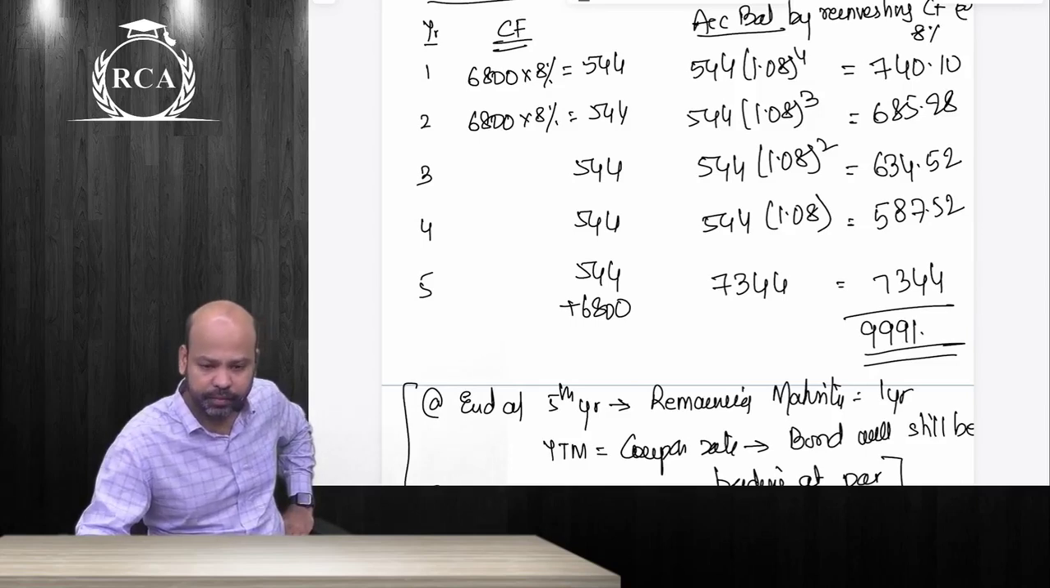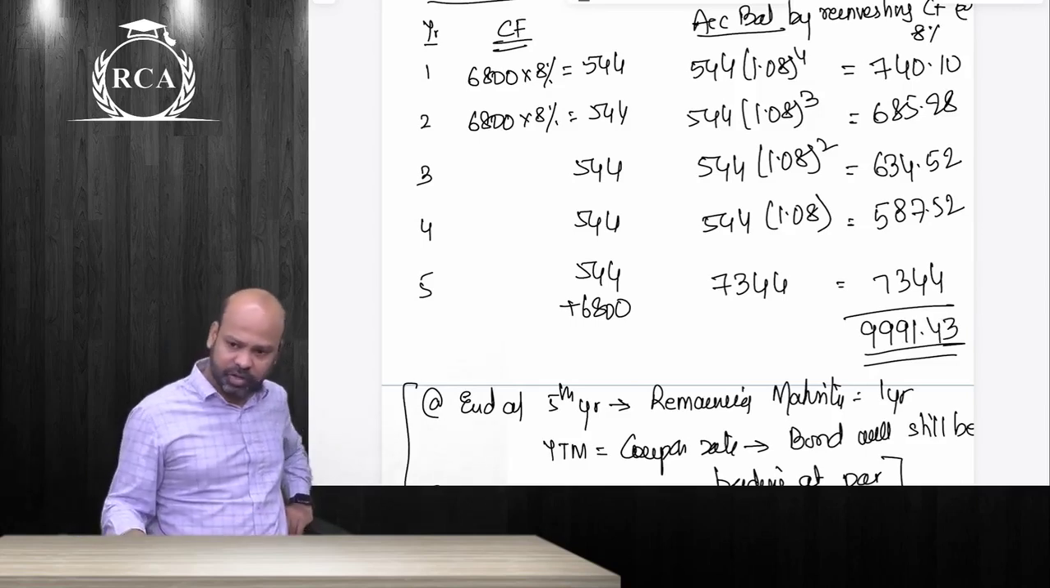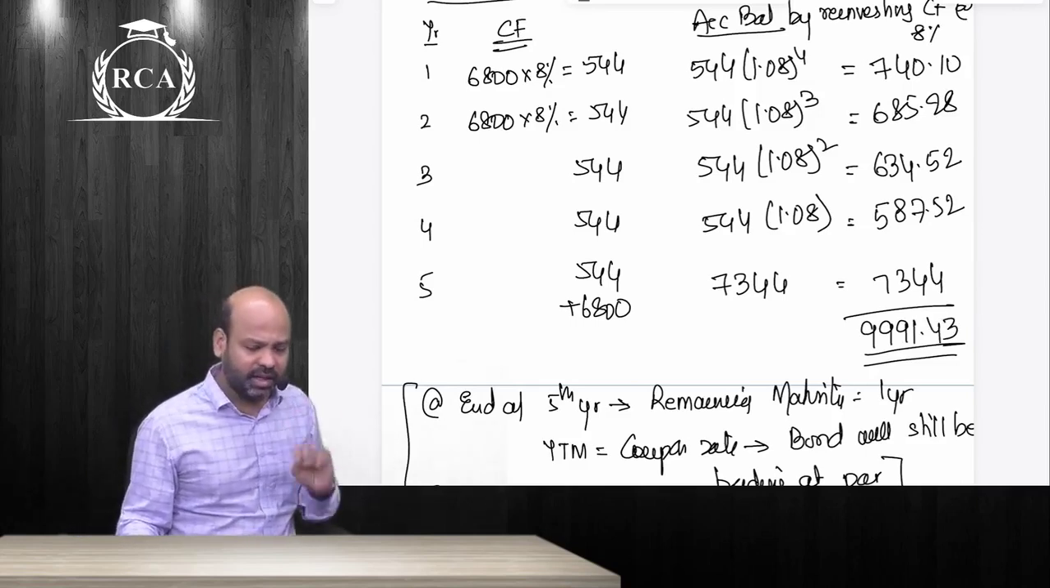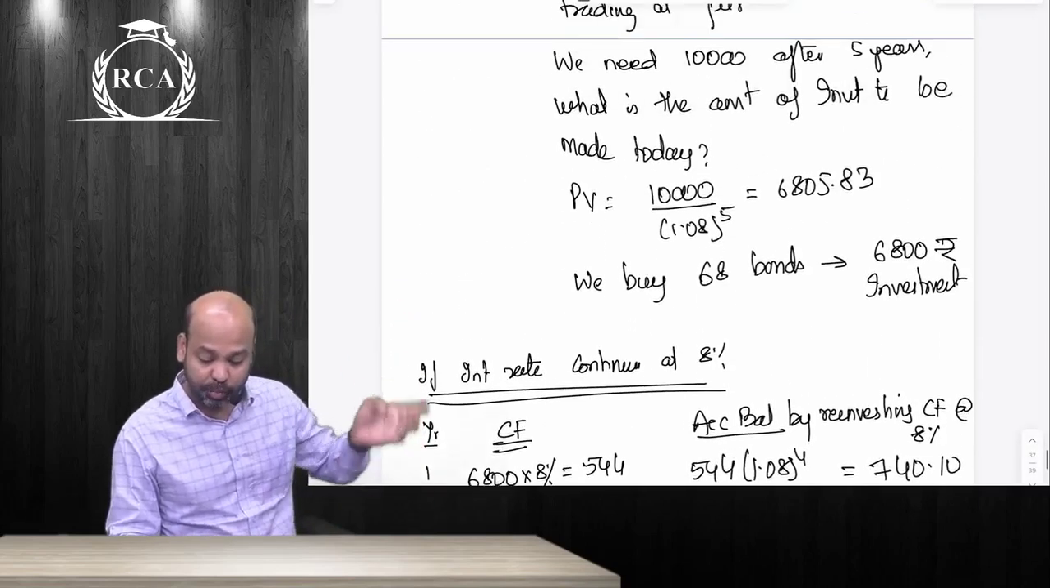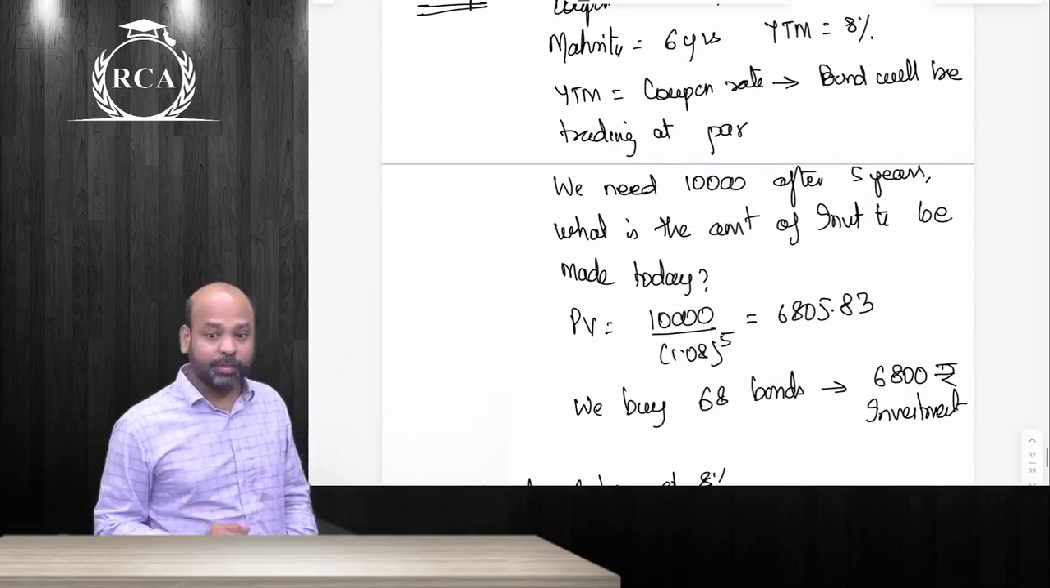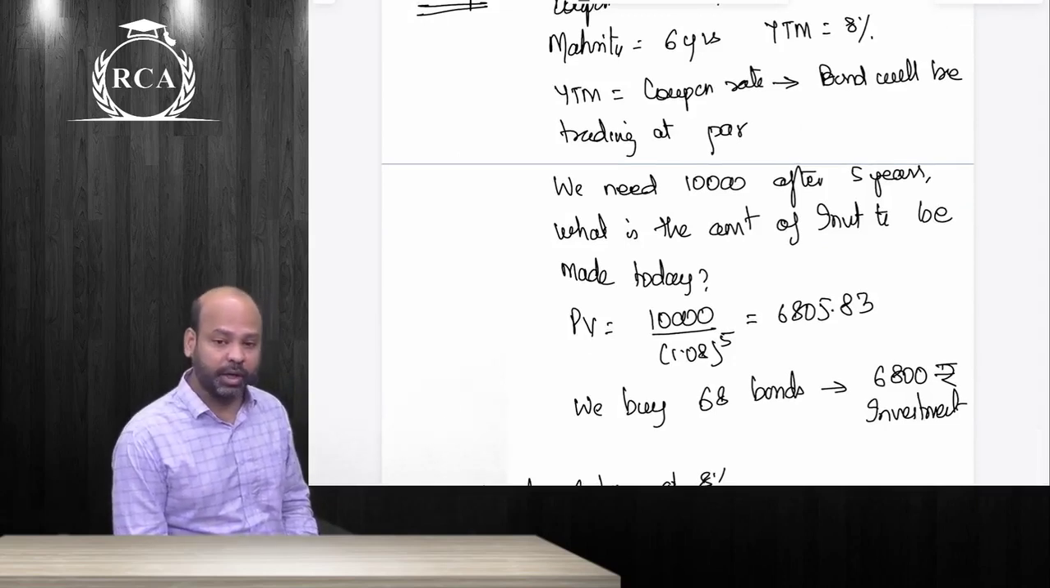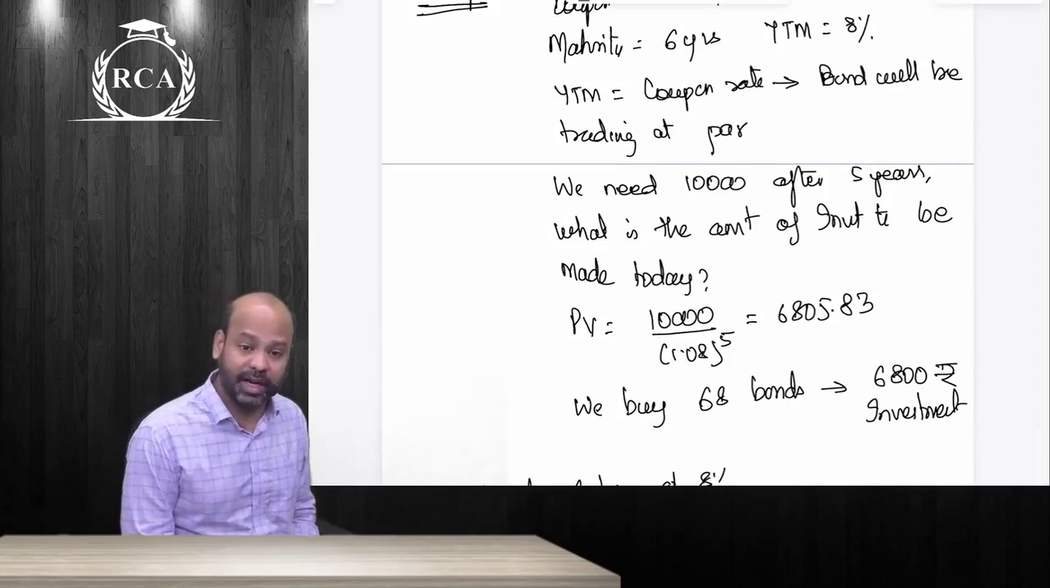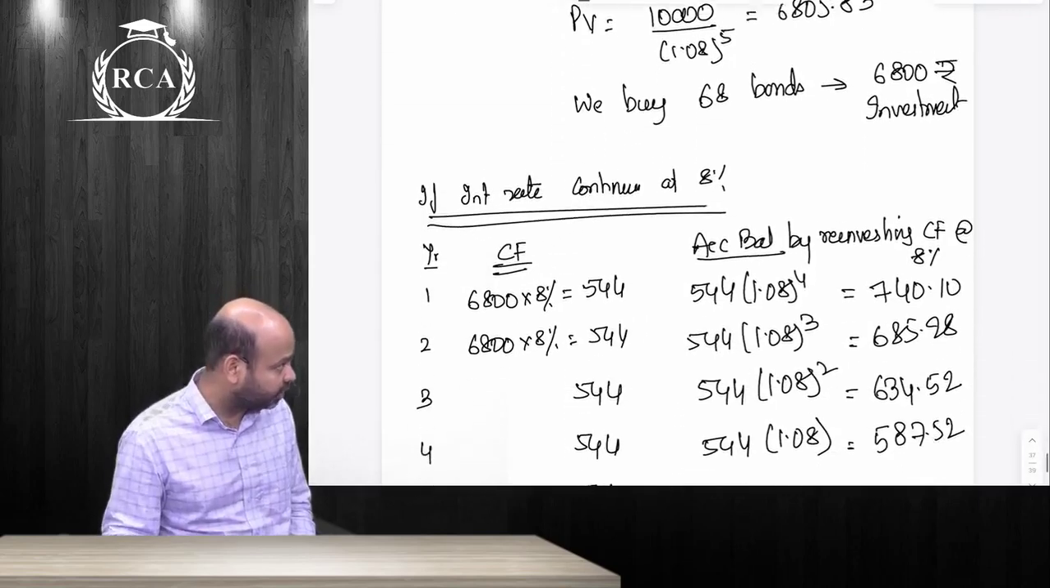9,991 point, approximately 10,000, guys. Why are we still getting that difference of 10 rupees, beta? In the starting we invested 5 rupees less, remember? You were supposed to invest 6,805.83, but we invested only 6,800. That difference is resulting in this.